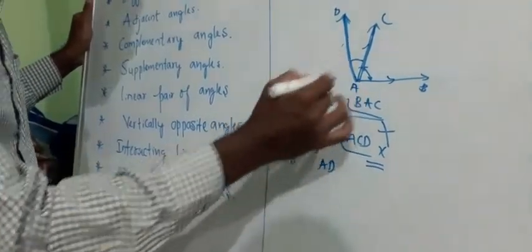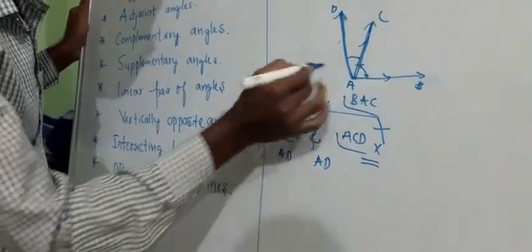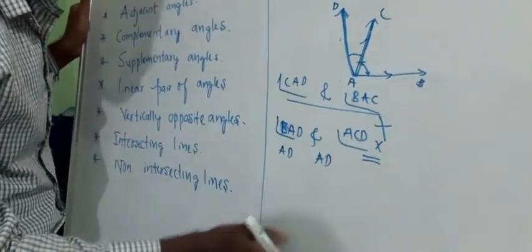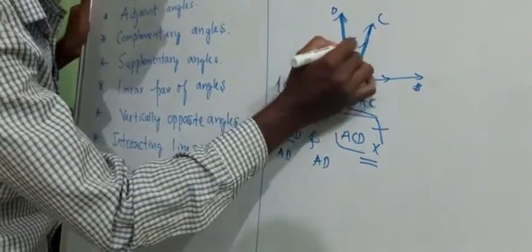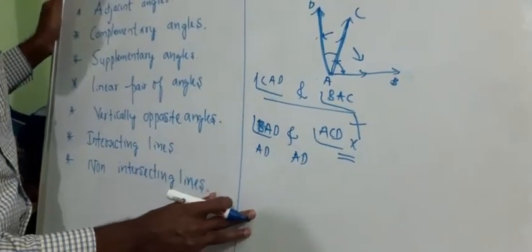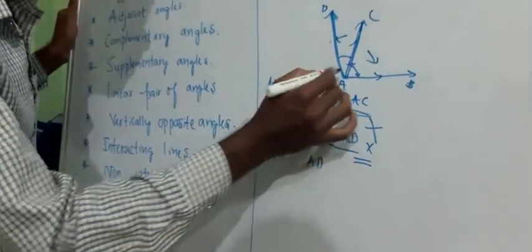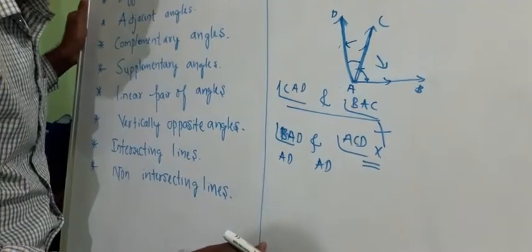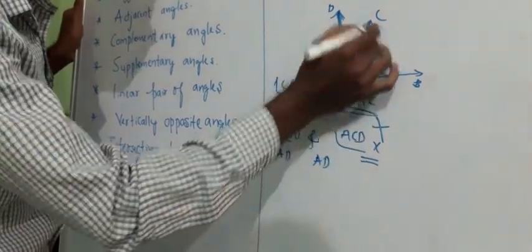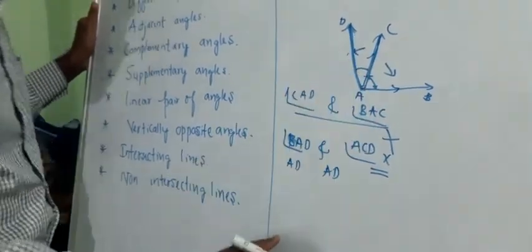Then what about CAD and BAC? See, AC is a common arm and AD and AB are non-common arms which are lying on either side of the common arm. So adjacent angles are the angles which have one common arm and one common vertex. Okay, next.